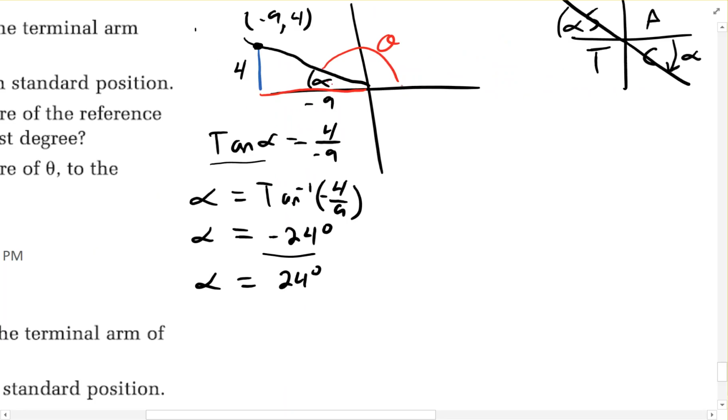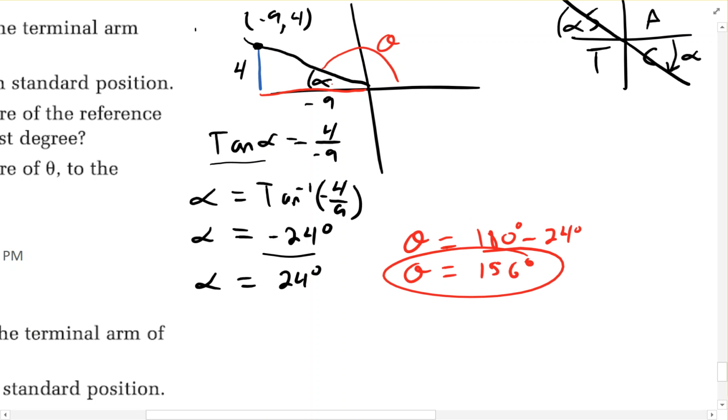Now it says what's the measure of theta to the nearest degree? From standard position, that's just going to be 180 minus 24. So 156 degrees.